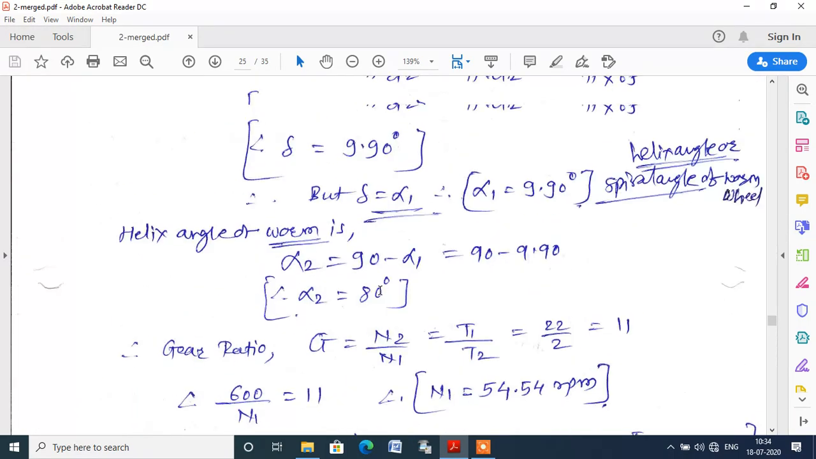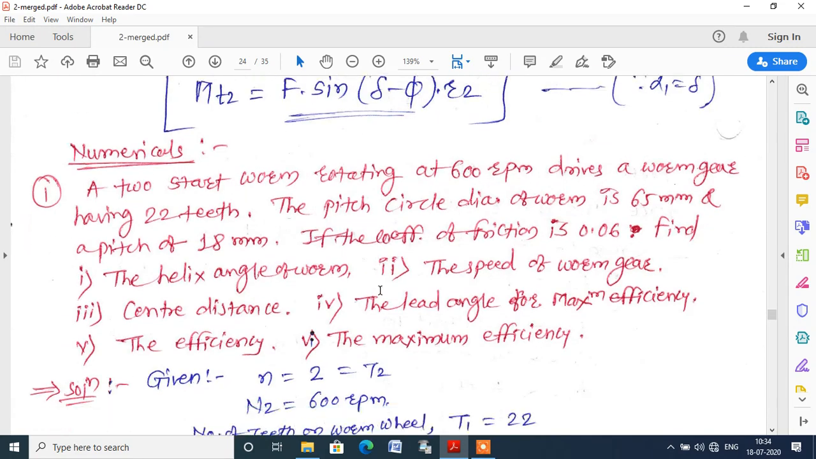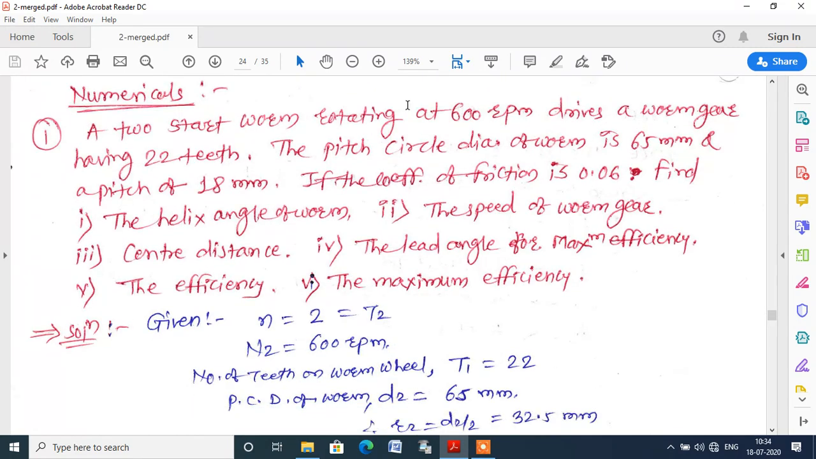Now this is the numerical. A 2-start worm rotating at 600 rpm drives a worm gear having 22 teeth. The pitch circle diameter of worm is 65 mm and axial pitch is 18 mm. If the coefficient of friction is 0.06, find the helix angle of worm, speed of worm gear, center distance, lead angle for maximum efficiency, then efficiency and maximum efficiency.